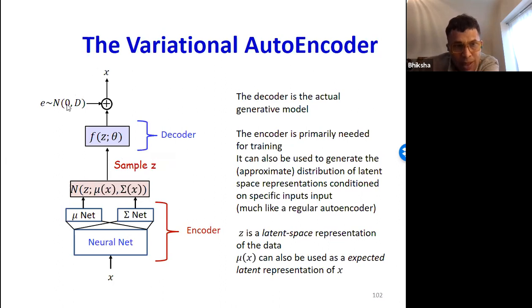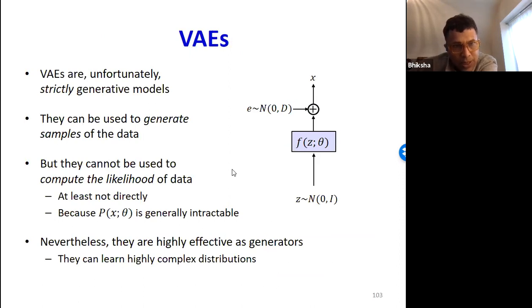The decoder is actually a generative model that, given any Z, is going to generate some X, which looks as if it was drawn from the true distribution of the data this model was trained from. So that's the VAE. The issue with VAEs is that they are strictly generative models. They can only be used to generate samples of the data. They can't really be used to compute the likelihood of data, at least not directly, because P of X is intractable. But as generators, they are very, very effective.